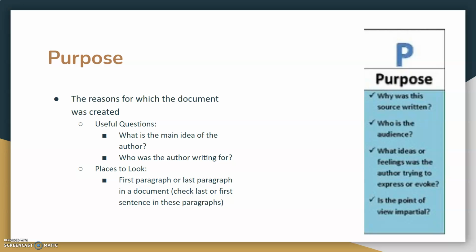For example, I'm not saying good or bad, but let's say Trump's Twitter feed. The author is writing for his supporters mainly. He's not really writing for people who already don't like him on his Twitter. He already knows that they're not going to like what he says. And the main idea is dependent on the actual tweet itself. But for example, President Trump, the people he is writing for is his supporters.